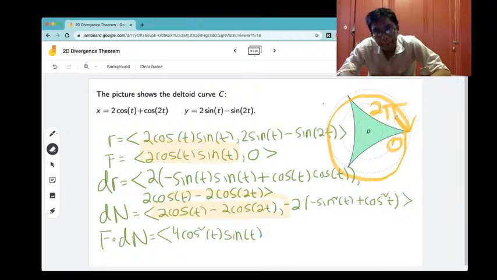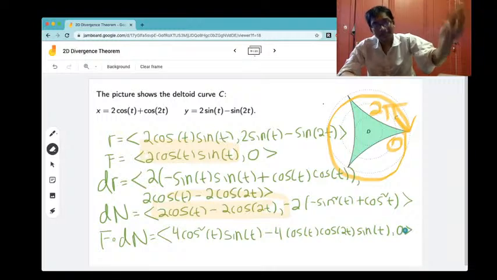minus 4 cosine of t times cosine of 2t, all times sine of t. Well, not all, but you know what I mean. Times sine of t. And of course my y component is just going to be 0 because the y component of the vector field itself is 0. So 0 times anything is going to give me a y component of 0.